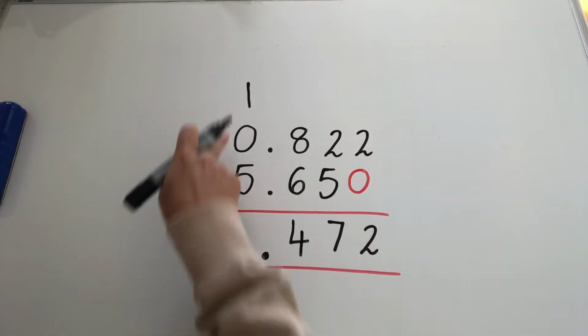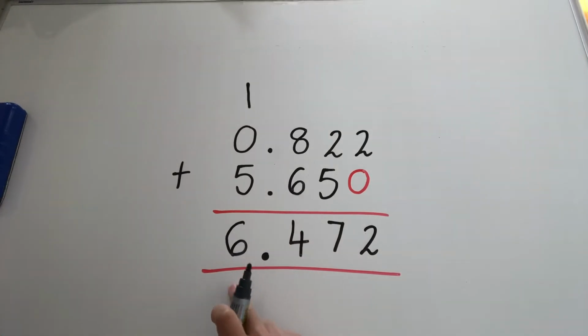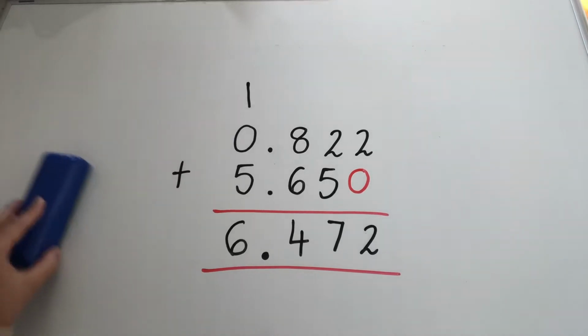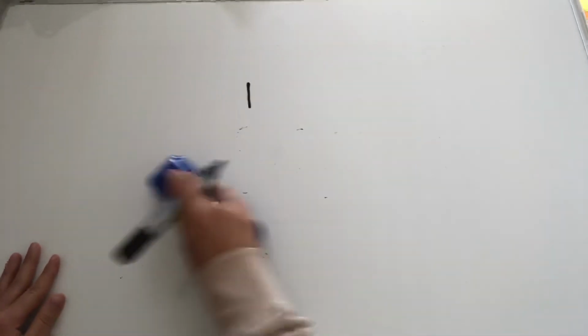Now I'm going to add my ones. 1 and 5 is 6. So my answer is 6.472. And because I already had my decimal place there, I didn't need to add it in. Let's try one more together.